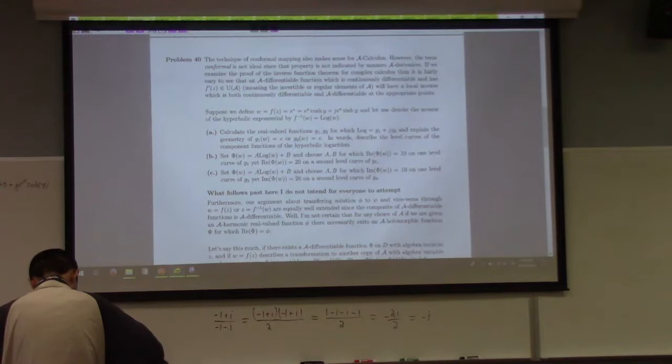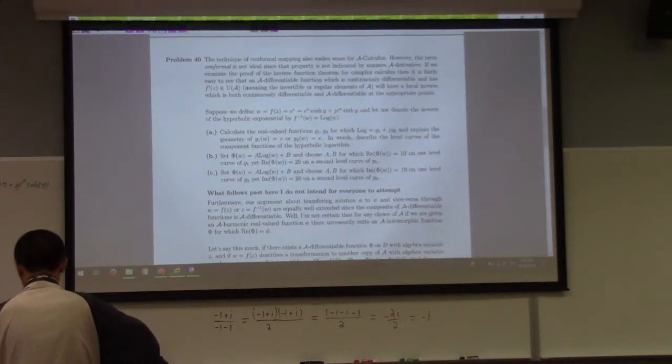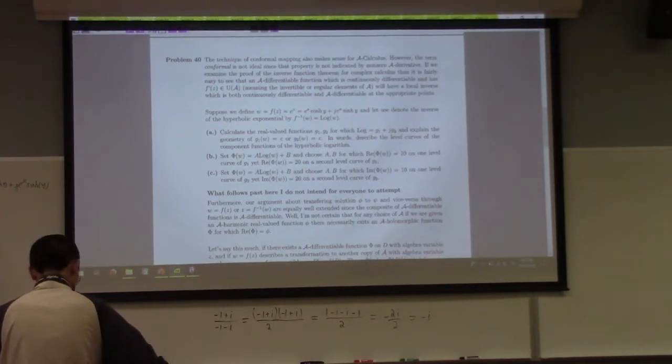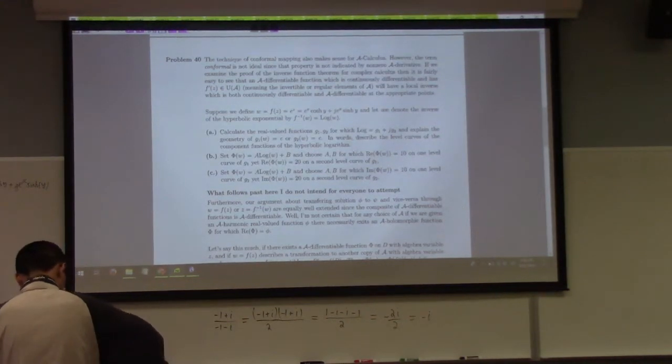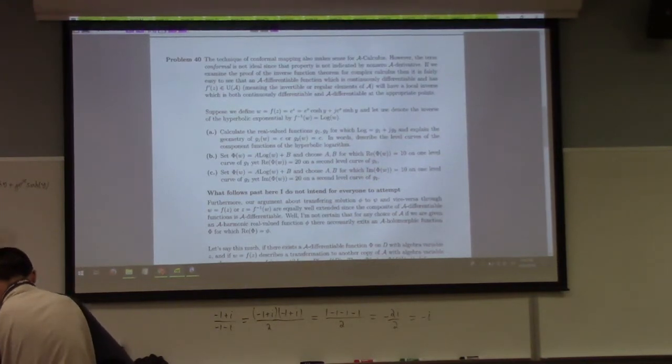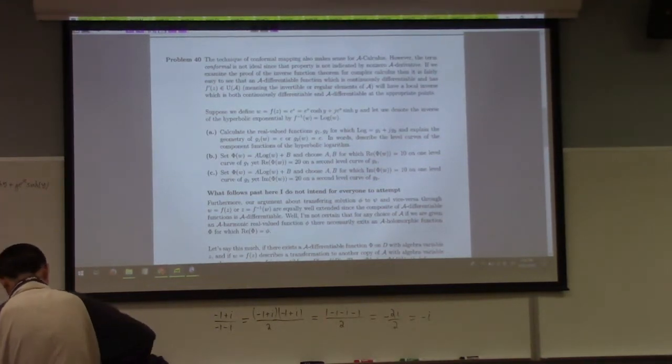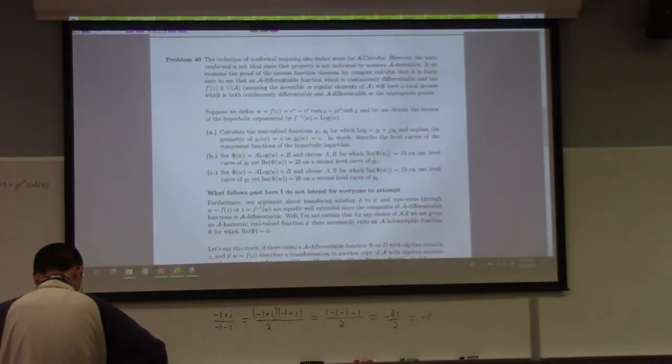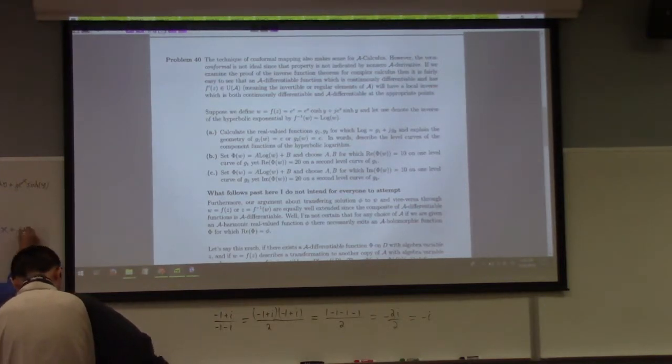Okay, so part A, let me help you with. What's the problem of finding the inverse function? You're trying to say w equals e to the z, right? So if this is f of z, then f inverse of w is equal to z, where z is equal to x plus jy. So all I have to do is try to solve this.